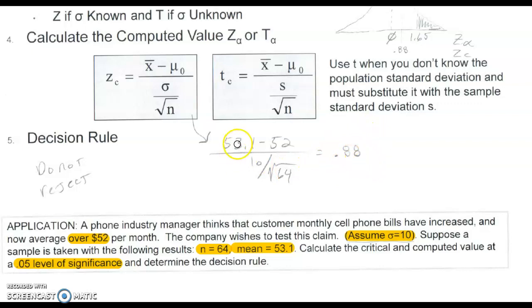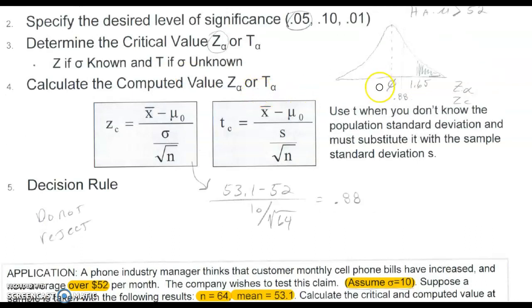Okay? Now it's positive because the actual sample value is greater than the hypothesized mean, right? X bar is greater than the hypothesized population mean. So where are we in our diagram? Well, we're right here, right? 0.88 z-score is our computed value. We then compare that to the critical value of 1.65 and determine whether we should reject or not reject.